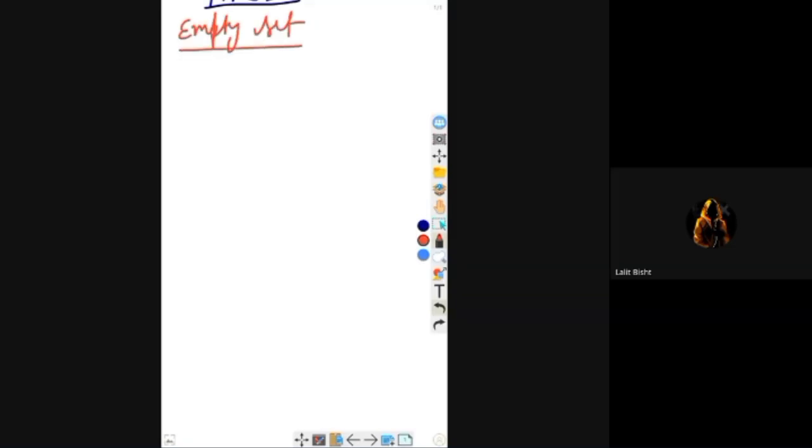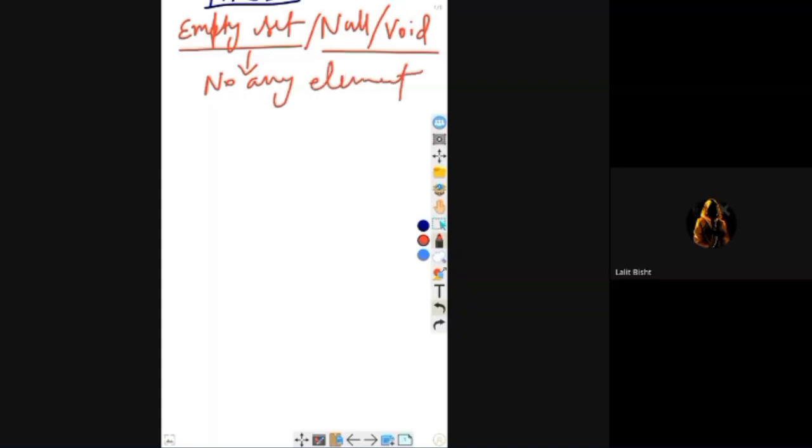The empty set is also known as the null set or void set. Empty set means a set containing no element. Taking an example, C is the set having no element. This set is empty. It is denoted by curly brackets or phi. Its cardinality will be 0 because it has no element.